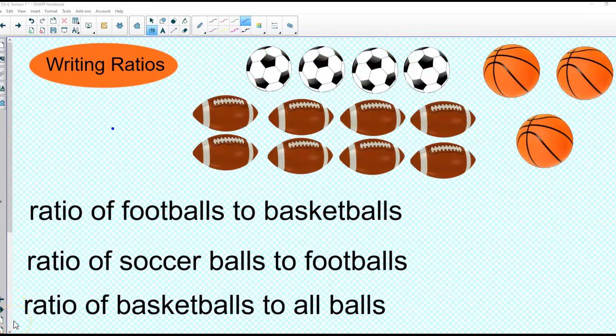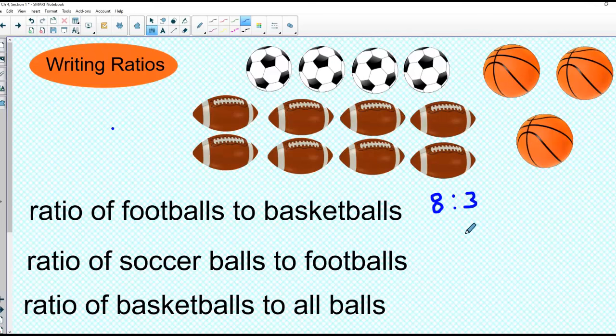Okay, here's a third example for us to look at. There are soccer balls, basketballs, and footballs in this one. Okay, so let's look at our first question. So we need to write a ratio of footballs to basketballs. Okay, so if we count our footballs, we should find that there is 8 of them. And basketballs, there is 3. So I'm just going to use the colon for this one, but you are free to use any of those other methods if you like those better.